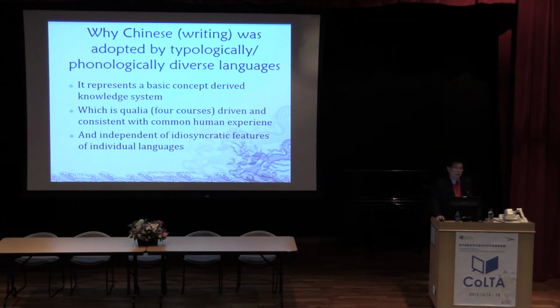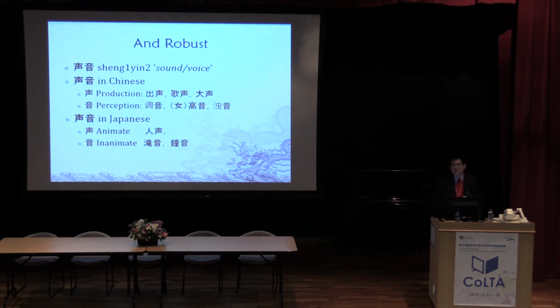And it's robust too. Let me give you one example. This is my study. Many of you didn't know this. Voice and sound, 声音. Actually, in Chinese, 声 and 音 used to form a dichotomy. Anything you say about 声 is production: 出声, 歌声, 大声. Anything you say about 音 is perception: 调音, 女高音, 浊音.